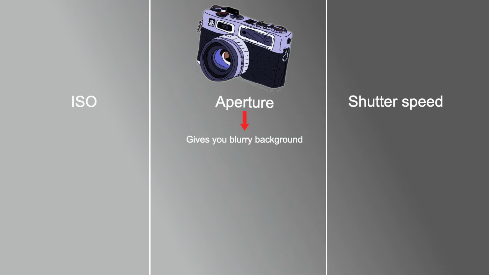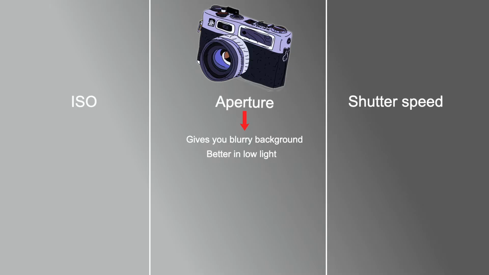Aperture will give you that blurry background. So the lower the number of the aperture is, the blurrier your background will be. Typically, you want a lower number because it'll be better in low light, and it'll give you that blurry background, which a lot of people really like.